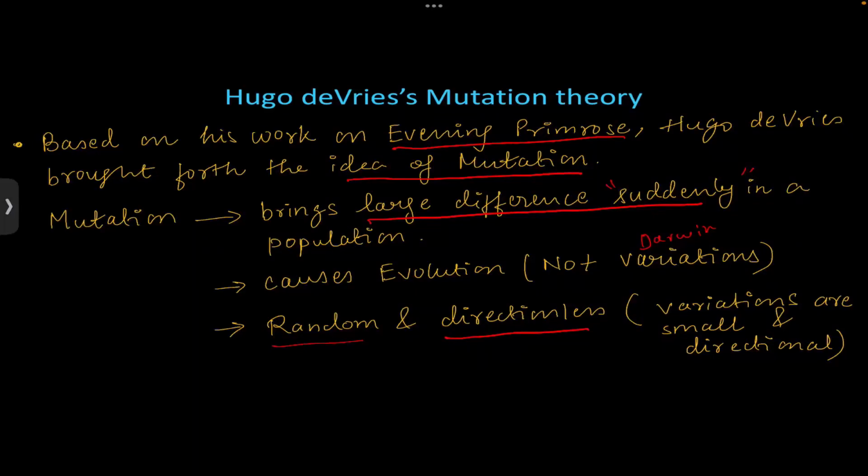Whereas variations, according to Darwin, are small, meaning whatever effect the variations have on a particular individual or in a population is relatively small. And variations are also directional, meaning the effect of one type of variation can lead to another type of variation, something like that.